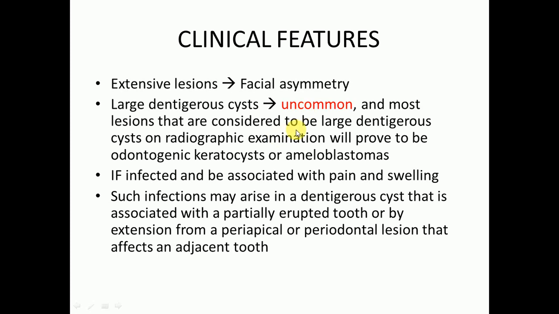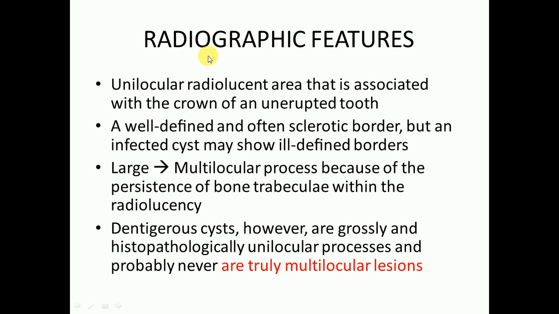If they are infected, then they may be associated with pain and swelling. Such infections may arise in a dentigerous cyst that is associated with a partially erupted tooth, or by extension from a periapical or periodontal lesion that affects an adjacent tooth. Now we will discuss about radiographic features. It will be a unilocular radiolucent area that is associated with the crown of an unerupted tooth.